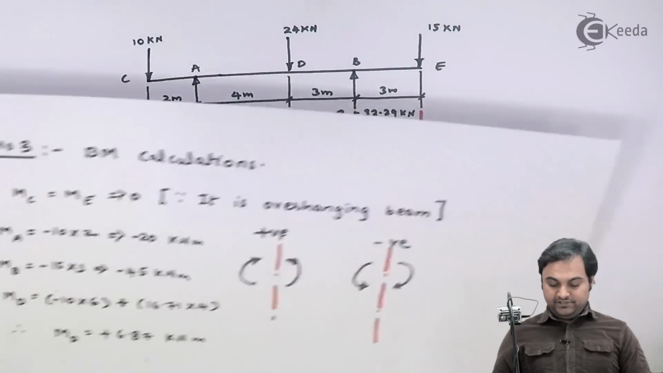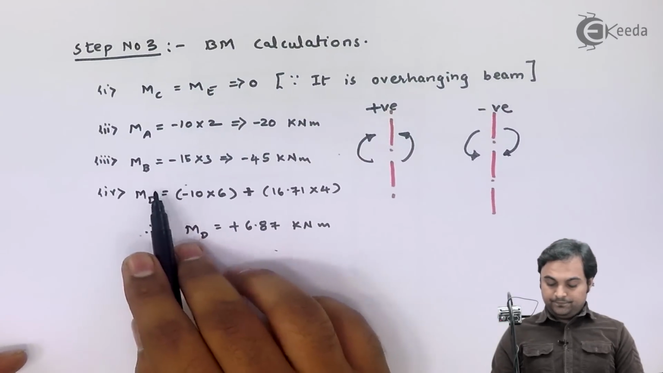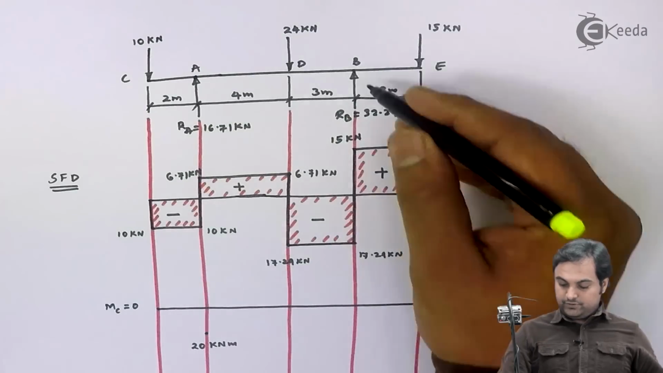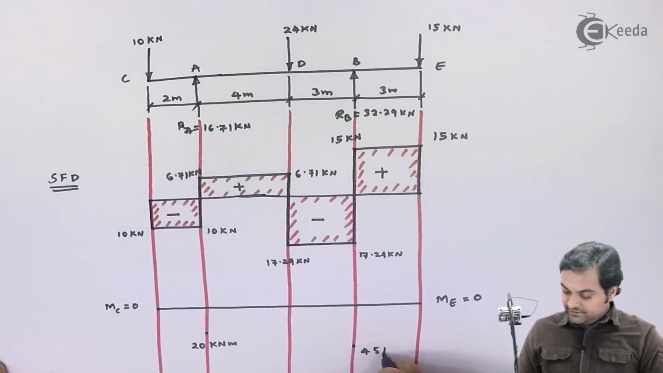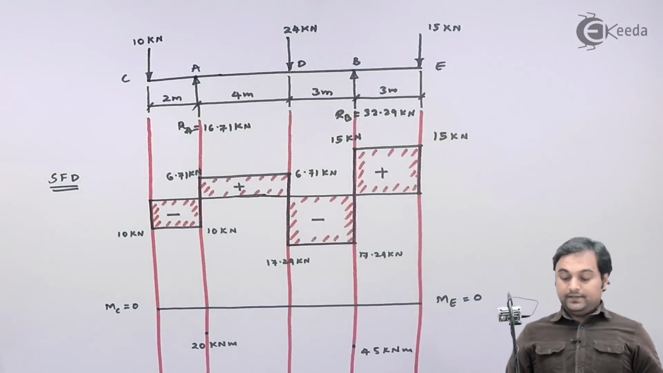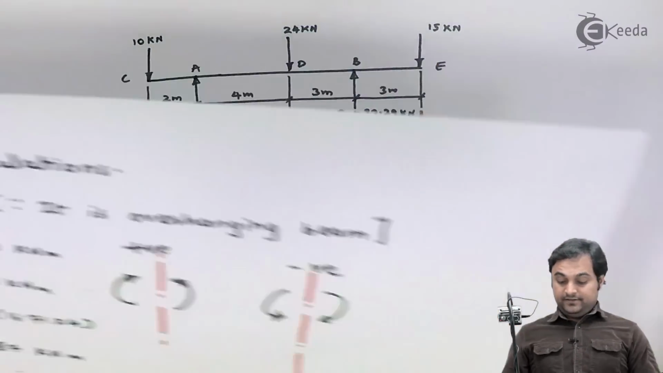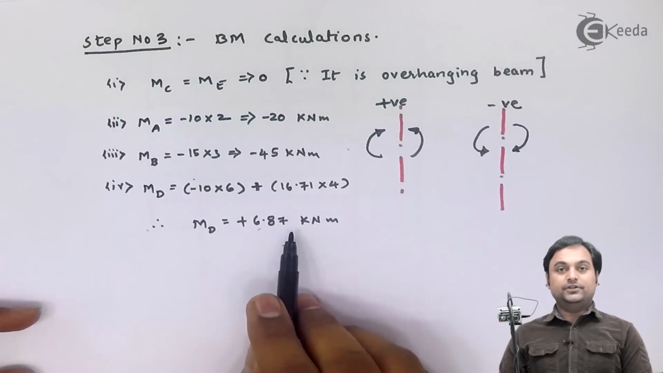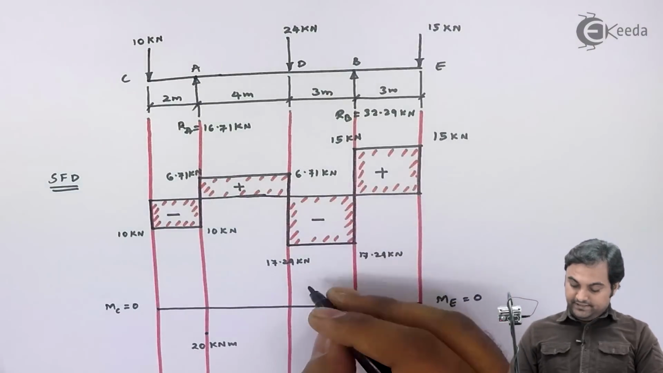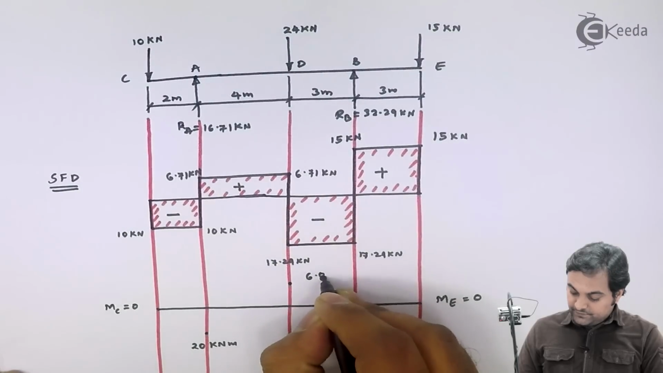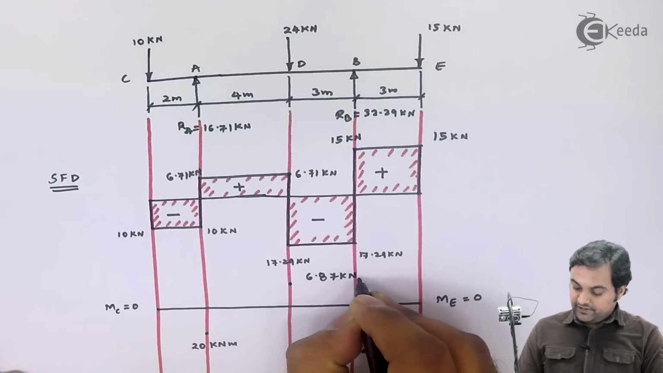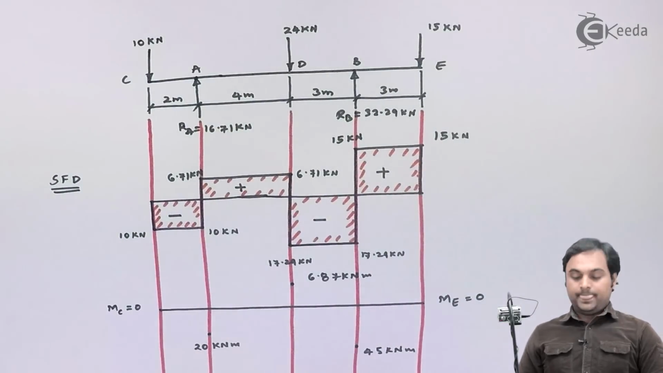Next, moment at B is equal to minus 45. So at B it is again negative 45 kilonewton meter. I will write the sign. Then at D the bending moment is plus 6.87. At D it is plus 6.87 kilonewton meter. Now I have to join these lines.